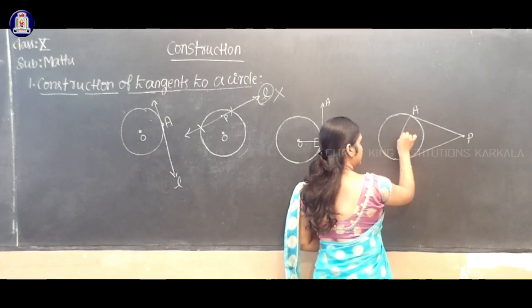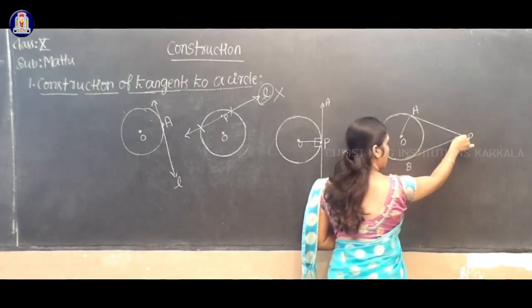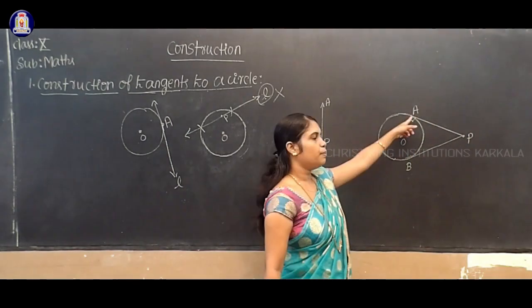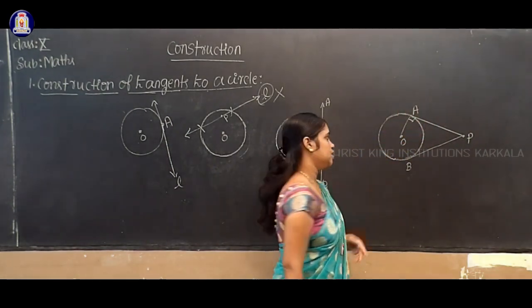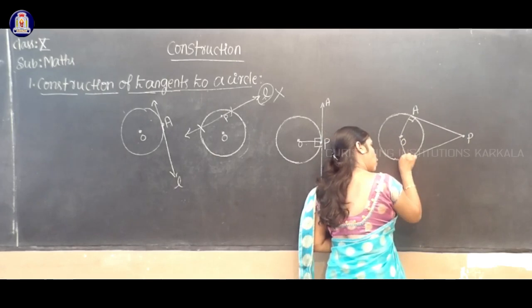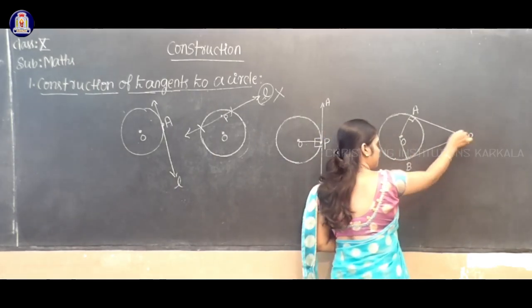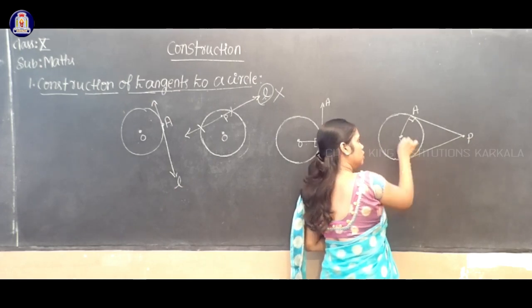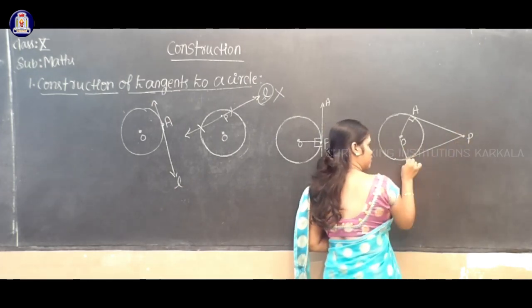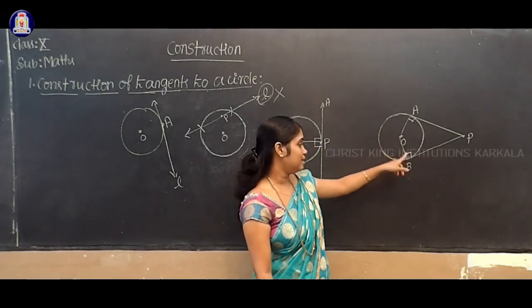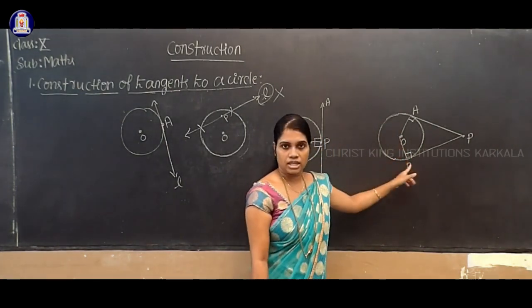See, if I join OA, now OA will be the radius. We know that radius and tangent are perpendicular. Therefore, what is the angle at the point A? That is 90 degrees. Once again, if I join OB, now OB will be the radius. Again, PB is a tangent, so radius and tangent are perpendicular, and the angle at the point B is 90 degrees.